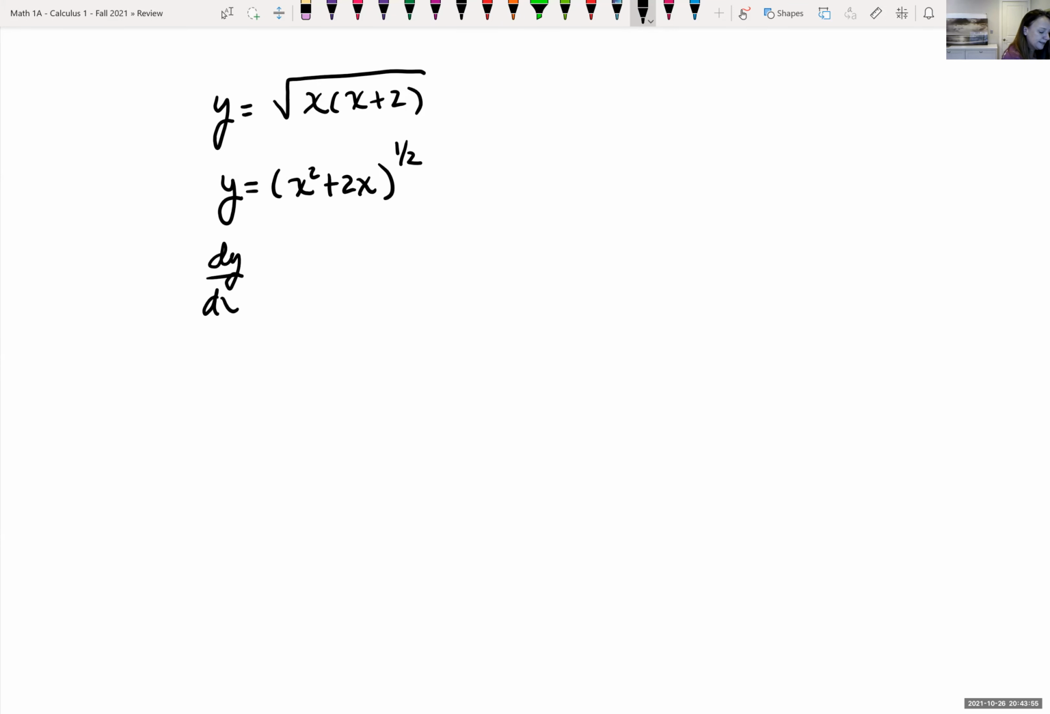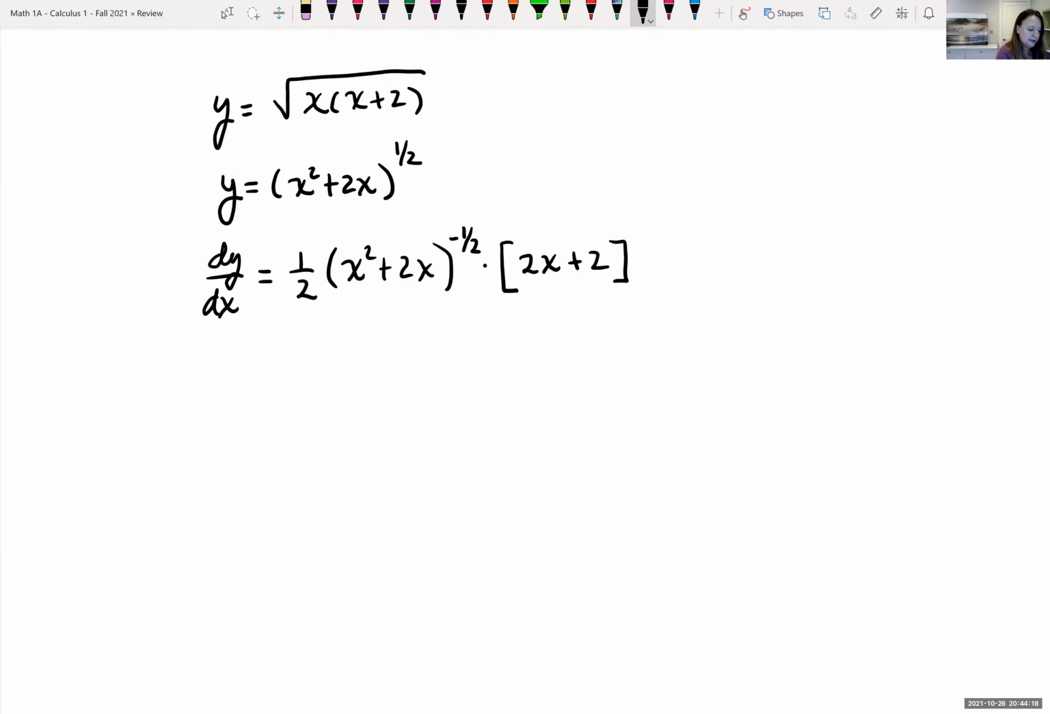So we have dy dx. Let's bring down our power 1/2 of the inside, x squared plus 2x. Subtract 1 from our exponent. So that gives us negative 1/2 times the derivative of the inside. So the derivative of x squared plus 2x is 2x plus 2.